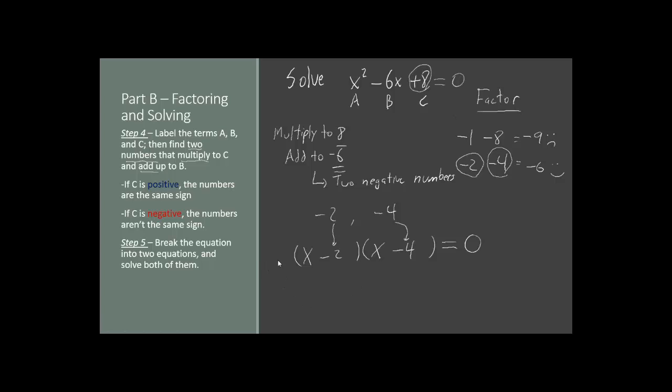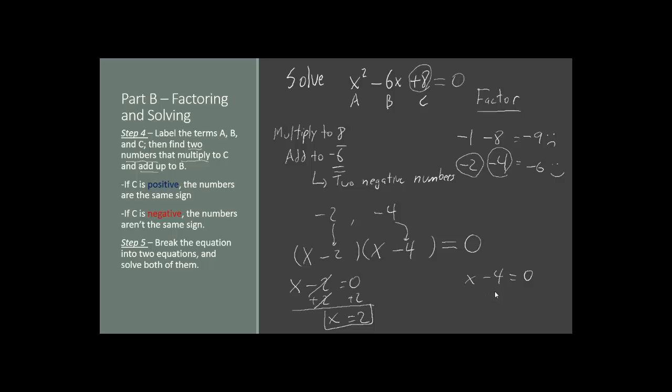Now that brings us to step 5. Now that we have our two parentheses equaling 0, we're going to break this equation apart into two small equations. x minus 2 equals 0, and x minus 4 equals 0. Well, let's solve the first one. All we need to do is move the negative 2 to the other side. So we'll add 2 to both sides. These 2's cancel out. And our solution is x equals 2.